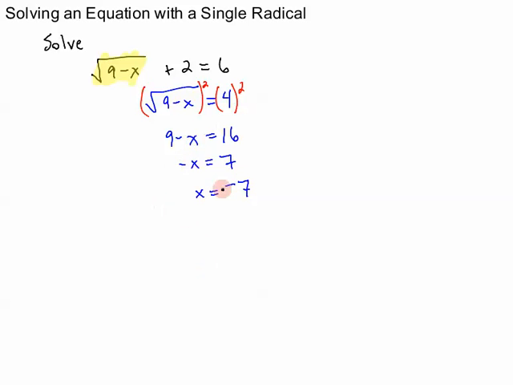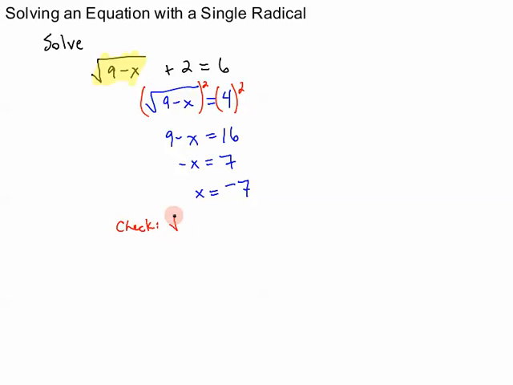Now, you need to check your answer here because you're dealing with a square root. And square root functions have problems. For example, the number underneath here cannot be negative. The square root of a negative number is not real. So since this has a domain restriction, you need to make sure that negative 7 is actually a solution.